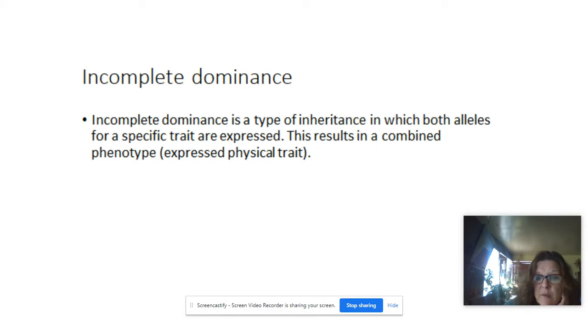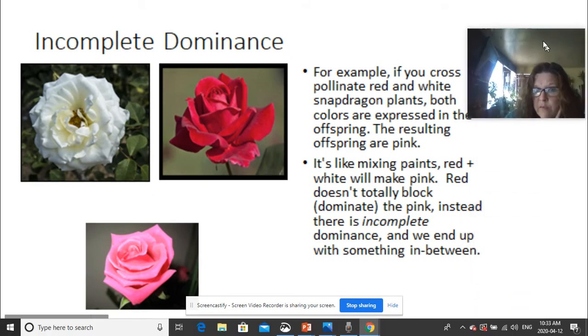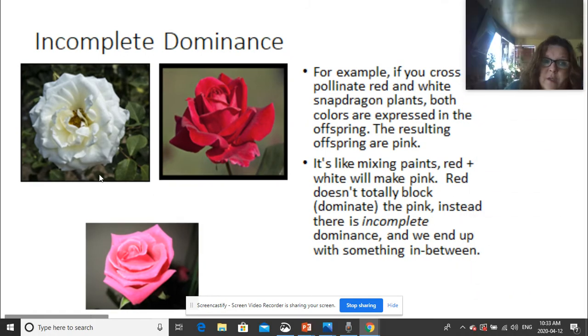So incomplete dominance, the important thing to remember about incomplete dominance is that both alleles are somewhat dominant, and so neither can dominate the other. And what will happen is you'll get a combined or a third phenotype. So here's a really good example here. So here we've got a white flower and a red flower. It says snapdragons, but I found pictures of roses and it really doesn't matter.